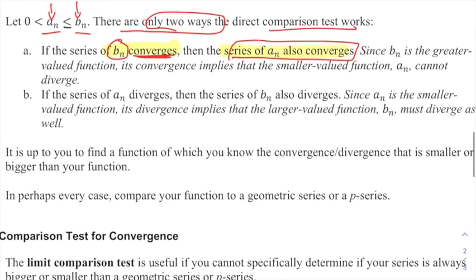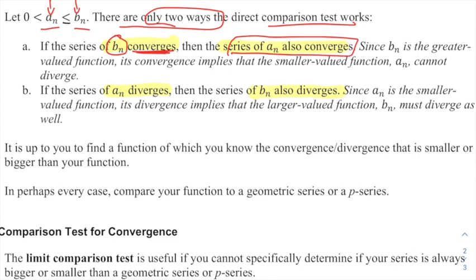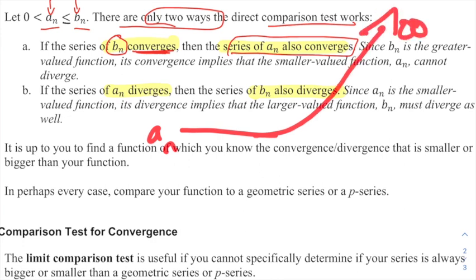Now it works the opposite way as well. If your smaller series diverges, then the bigger one also has to diverge. You can visualize this as well. If your smaller series goes to infinity, your bigger series can't come to some limit, some number. It doesn't make any sense. The smaller series has busted through to infinity. It's diverged, so the bigger one will diverge as well.